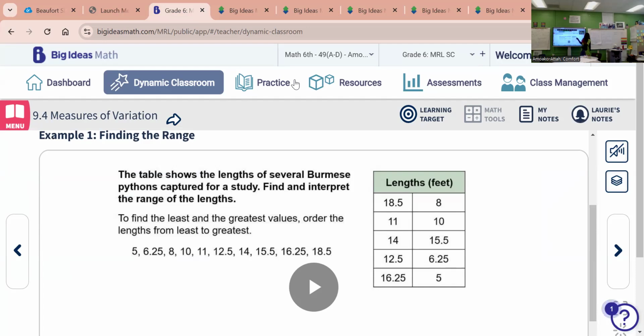So now we'll go deeper into finding the mean absolute deviation and others. All fall under measures of variation.